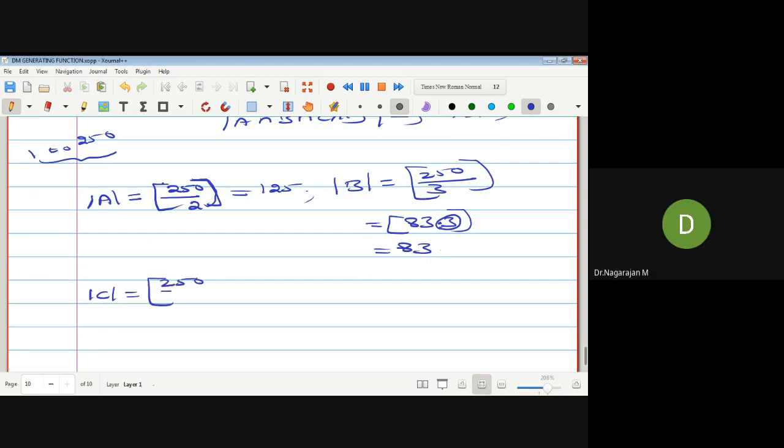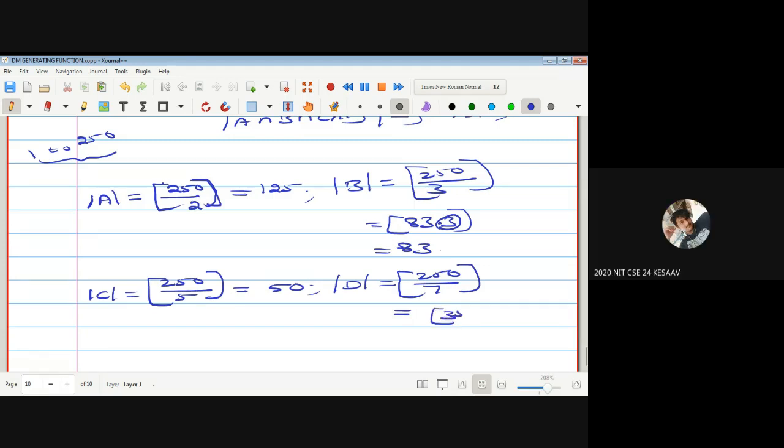250 divided by 5. Next value, 250 divided by 5. Then what is the result? 50, is it correct? Yes, sir. Okay. Next, cardinality of D equals 250 divided by 7. Then what is the result?